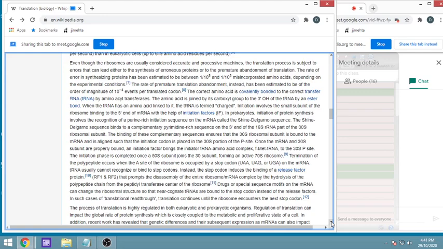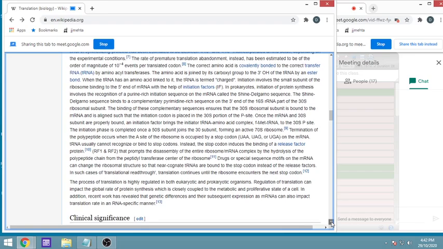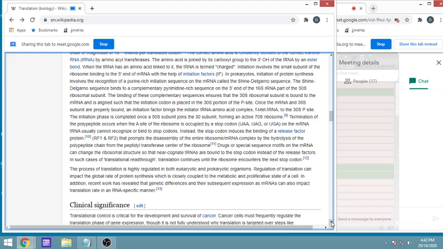There are RF1, release factor 1, and release factor 2. They will cause the disassembly of the entire ribosome and mRNA complex by the hydrolysis of the polypeptide chain from the peptidyl transferase, which is the center of the ribosome. The drugs or a special sequence motif on the mRNA can change the ribosomal structure, so that these tRNAs are bound to the stop codon instead of these release factors.